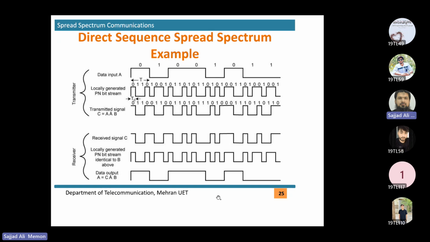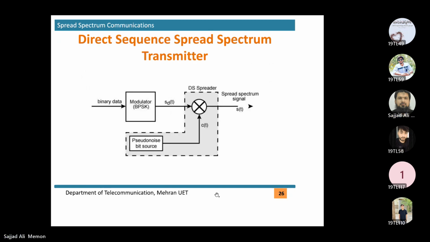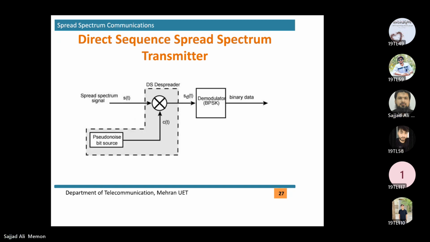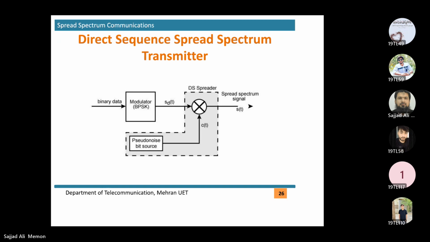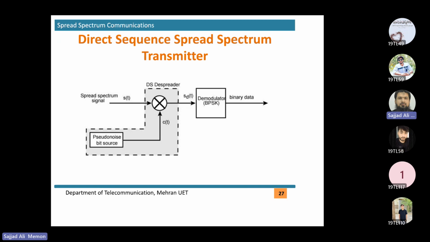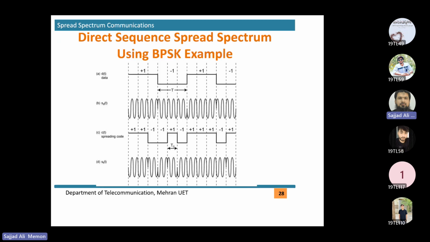So that is a block diagram of a direct sequence spread spectrum transmitter: binary data modulated through BPSK, then multiplied with the pseudo noise bit source, and then a spread spectrum signal is transmitted. So that is the transmitter. This multiplication can be done after the modulation or before the modulation. Sorry, that is the receiver that despreads the data, then demodulates the BPSK, and then we receive the data.